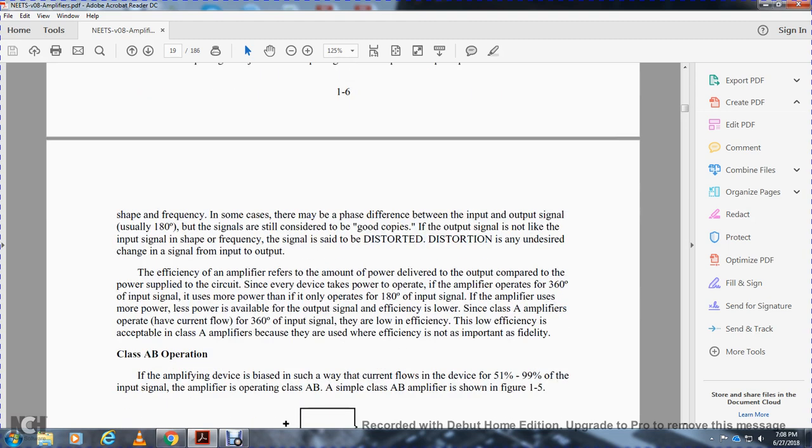Efficiency of an amplifier refers to the amount of power delivered to the output compared with the power supplied to the circuit. Since every device takes power to operate, if the amplifier operates for 360 degrees of the input signal it uses more power than if it only operates for 180 degrees. With more power used by the amplifier, less power is available for the output signal, so efficiency is lower. Some classes of amplifier have current flow for less than the full 360 degrees of the input signal.